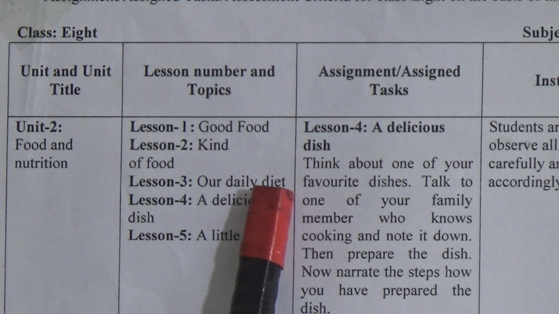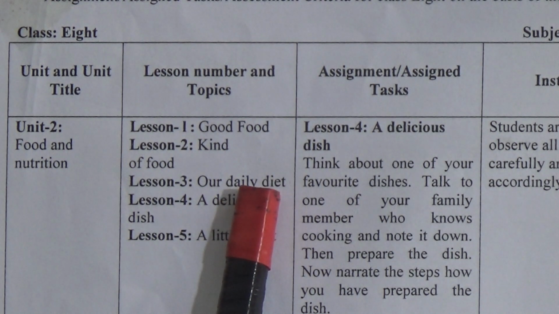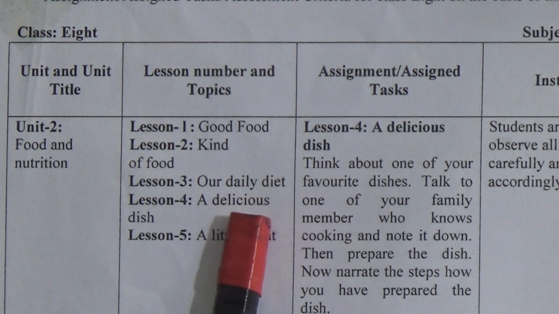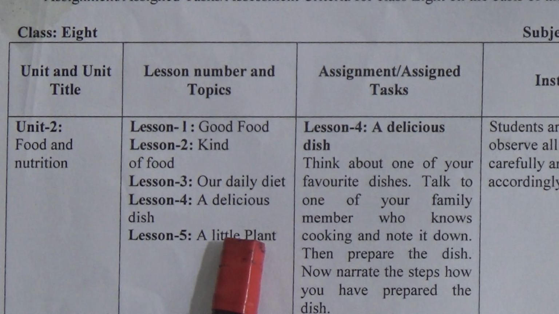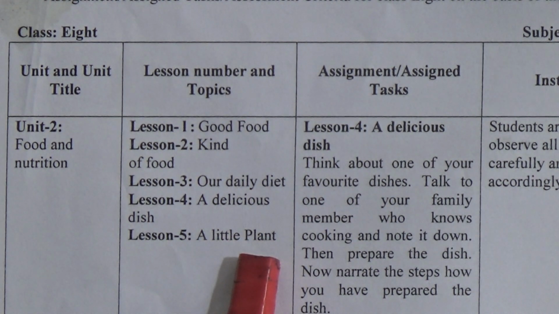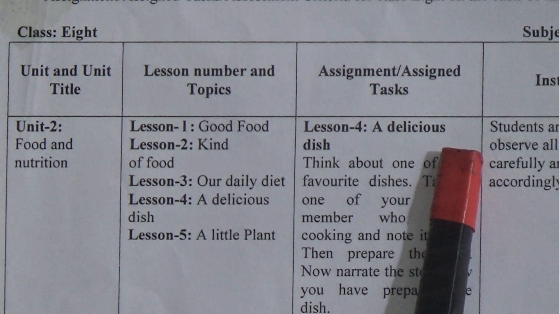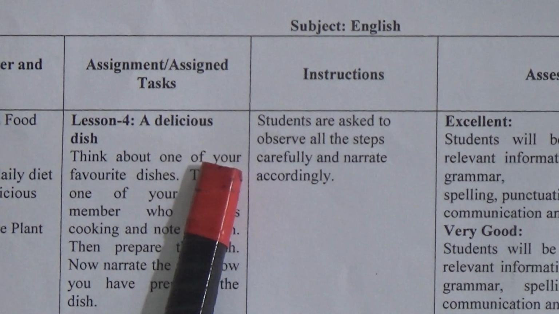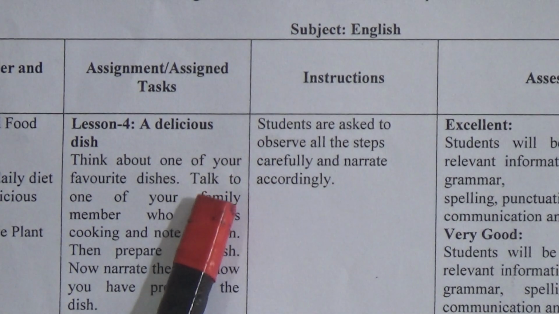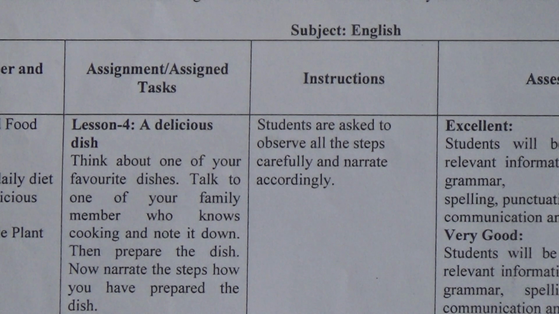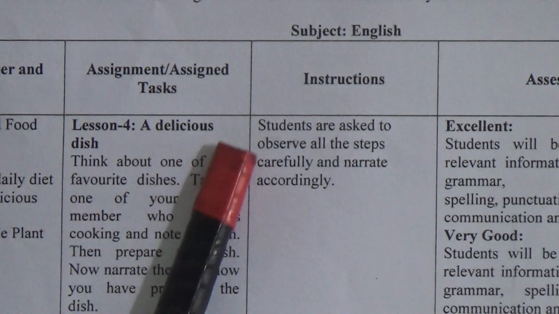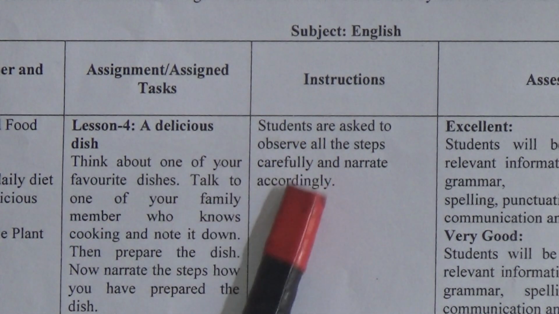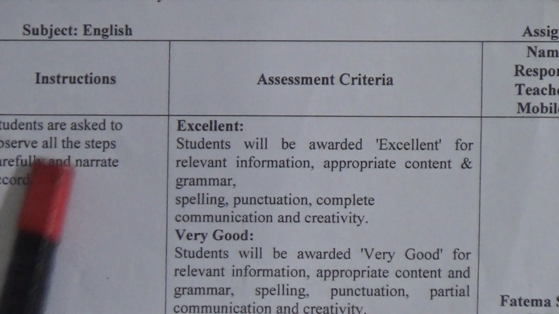So lesson 4, Our Delicious Dish. Think about one of your favorite dishes. Talk to one of your family members who knows cooking and note it down. Then prepare the dish. Now narrate the steps of how you have prepared the dish. Instructions: students are asked to observe all the steps carefully and narrate accordingly.